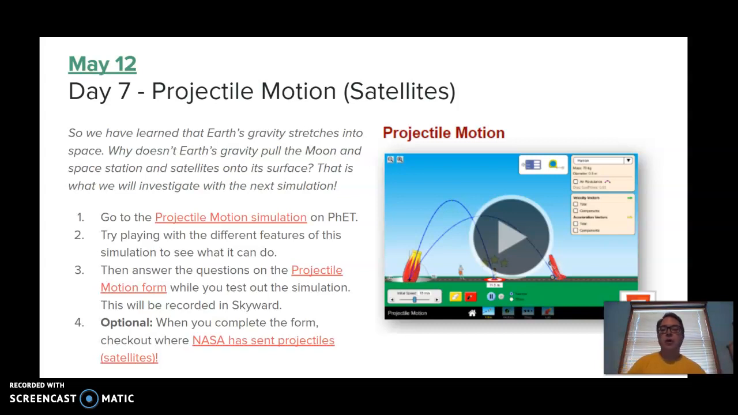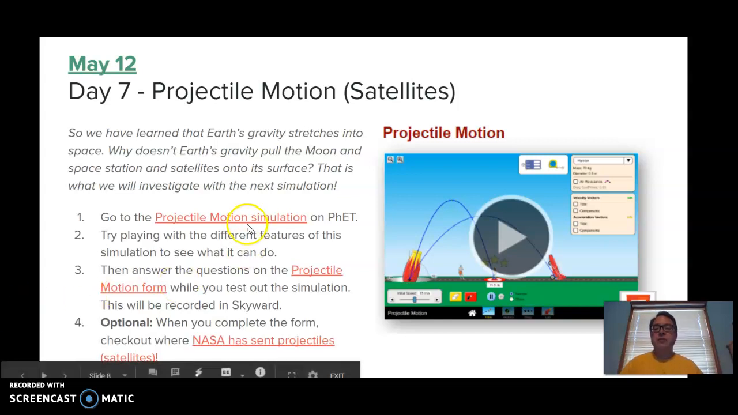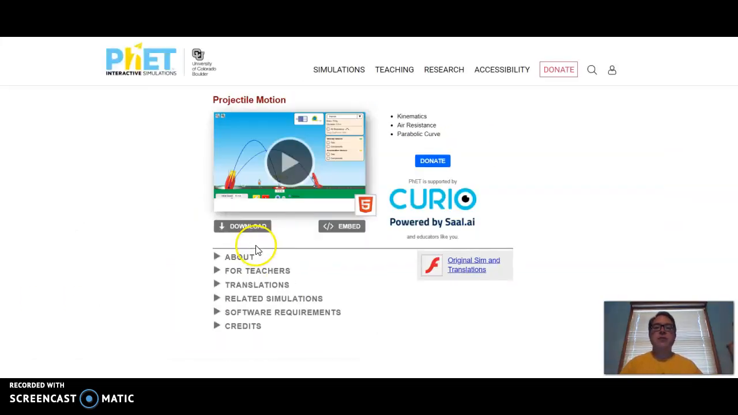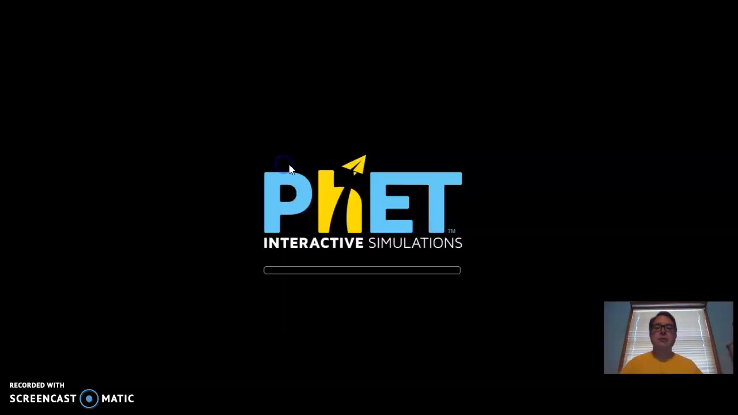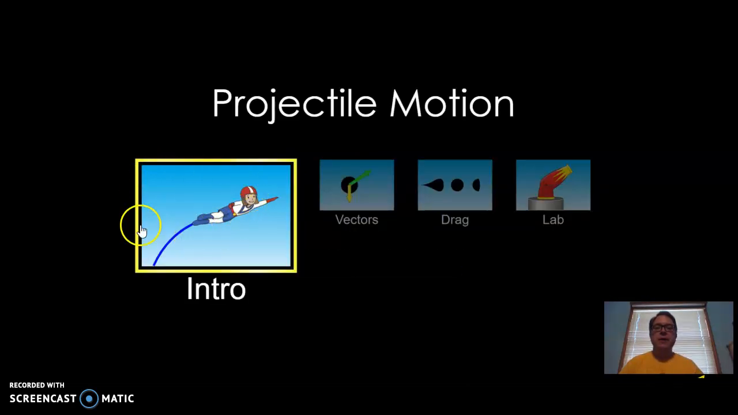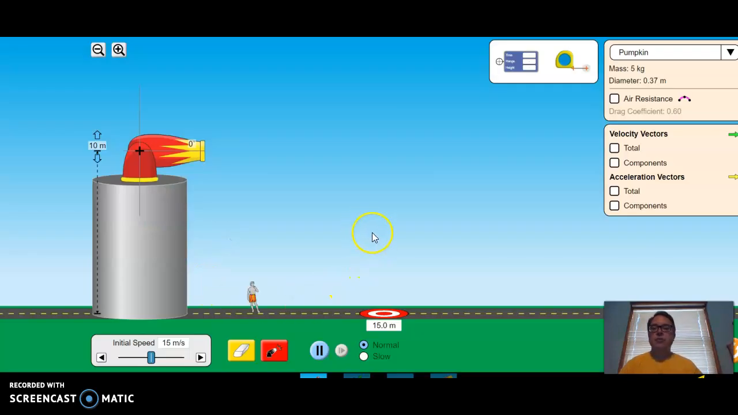We have a simulation called projectile motion, and just like yesterday, it's a game, but it's a game that we can learn things about gravity while we play it. So let's click on projectile motion simulation. It takes us to the PhET site. Click the play button. And then over here, we're going to select the intro. You can play with the rest of these later, but the questions today come from the introduction option.